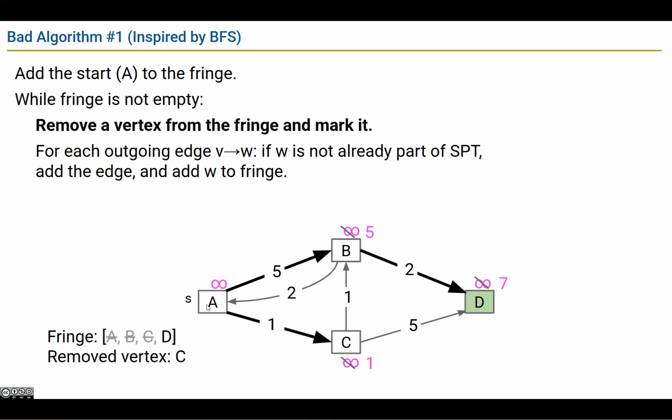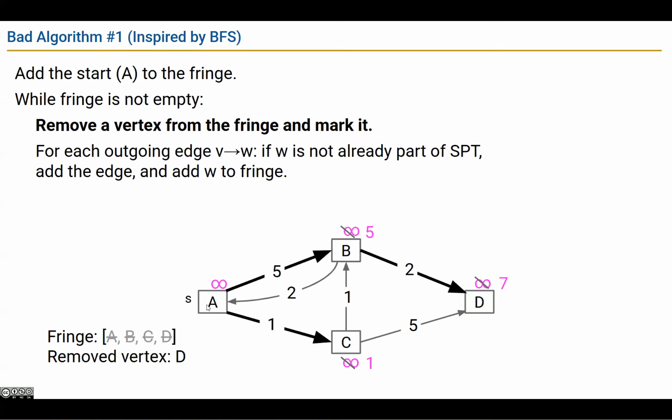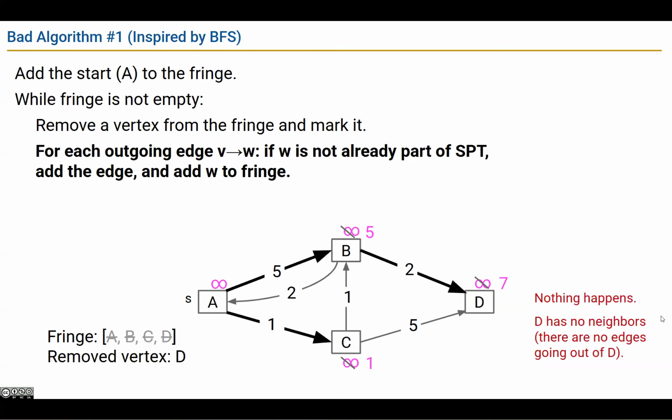We then remove C, and then D. Nothing really happens at this point because we've already found paths to everything. We've already said these are our best paths. We're done. Are these our best paths? No. Why are these not our best paths? What went wrong?